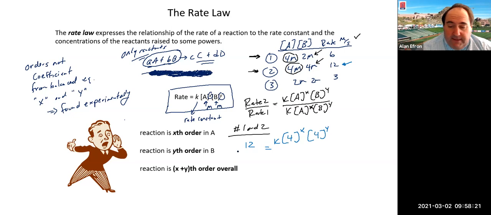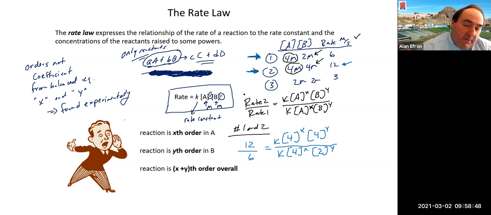And now I'm going to put everything from entry number 1 on the bottom. That means my rate here is 6, k, my concentration of A is 4 in my made up example, hopefully this will work out okay, and 2 here for B. So that's sort of the setup. Again, everything on the top came from entry number 2 in the table, and everything on the bottom came from entry number 1. Any questions on that setup?